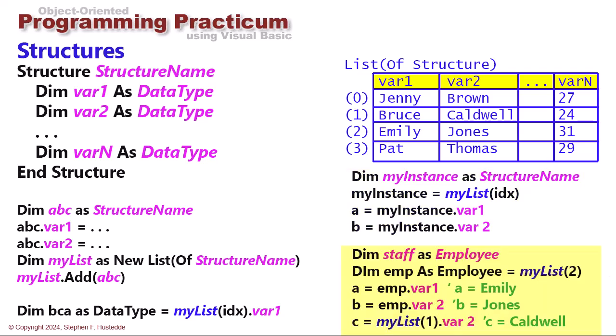If the table above was of a structure called employee, I can create an instance of employee as staff and then populate that list. And then to refer to anything in that list, I can have a variable also of that type of employee equals, in this case, mylist element 2. That's going to be the Emily Jones record. And so a.imp.var1 would contain Emily, and b.imp.var2 would contain Jones. And I can also reference any field of any row directly by referencing the index number and the field. So C equals mylist element 1.var2 would be Caldwell.